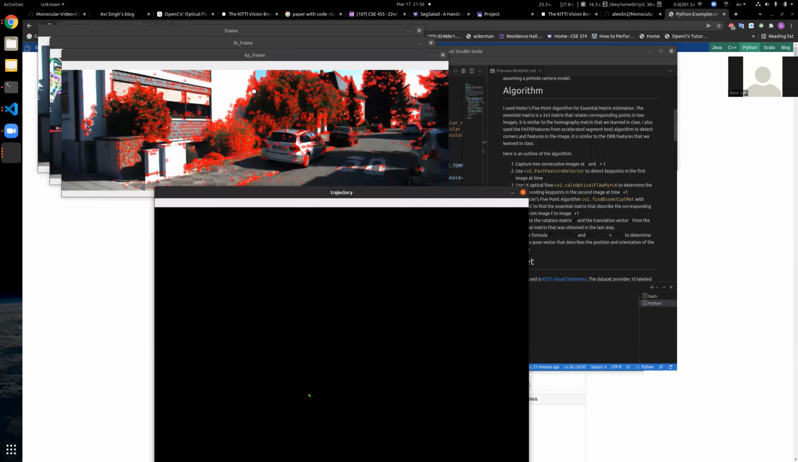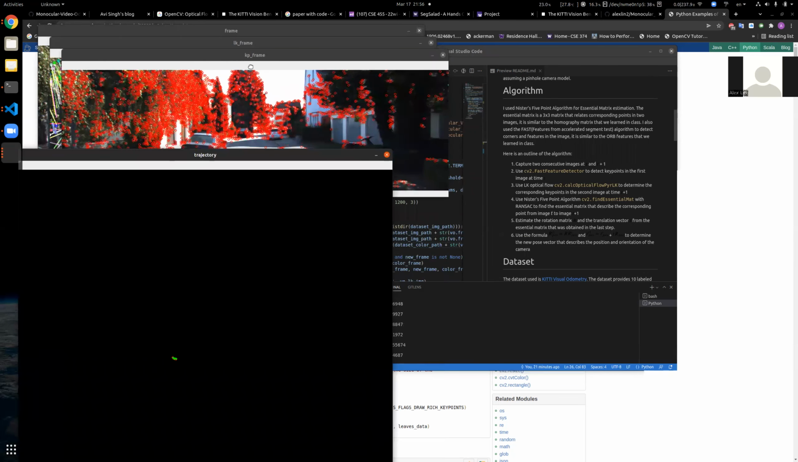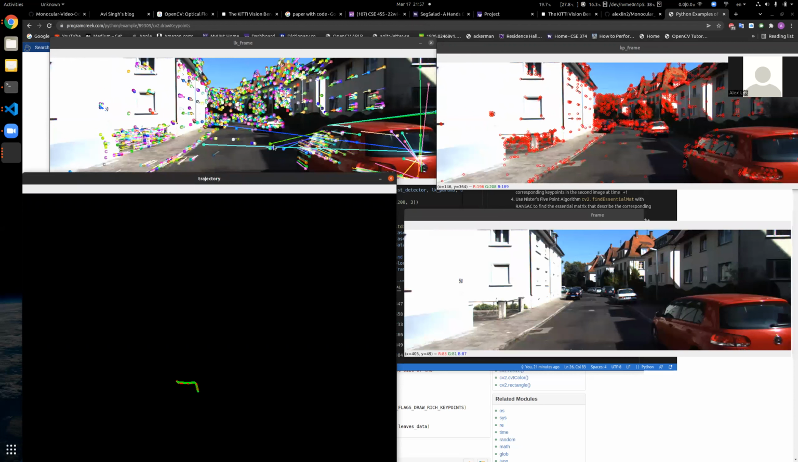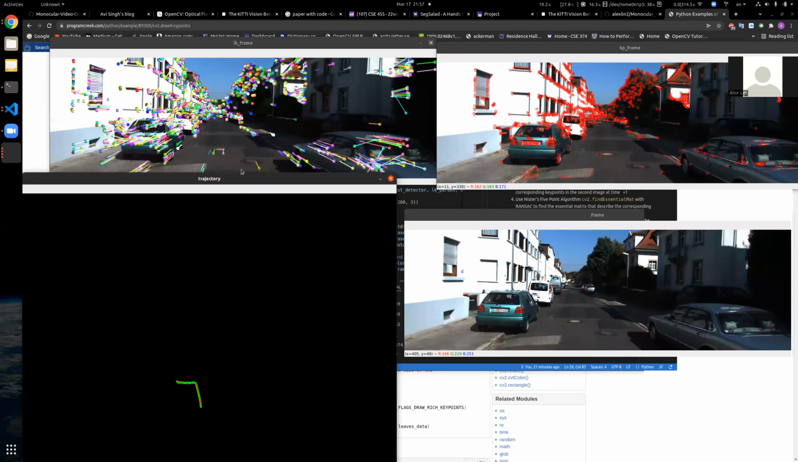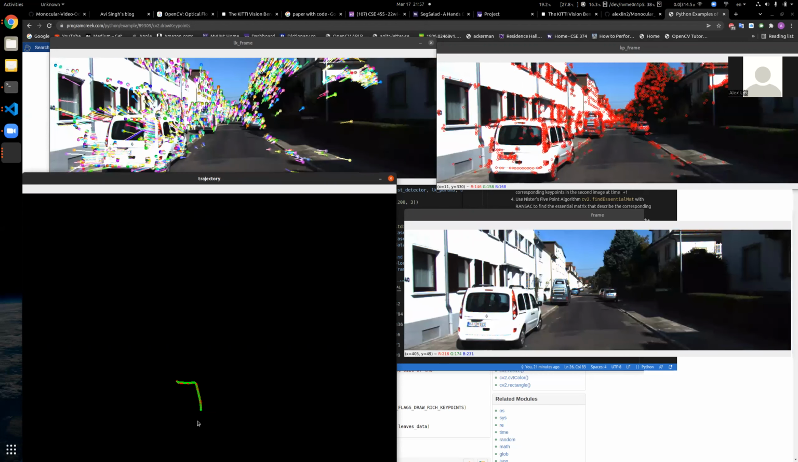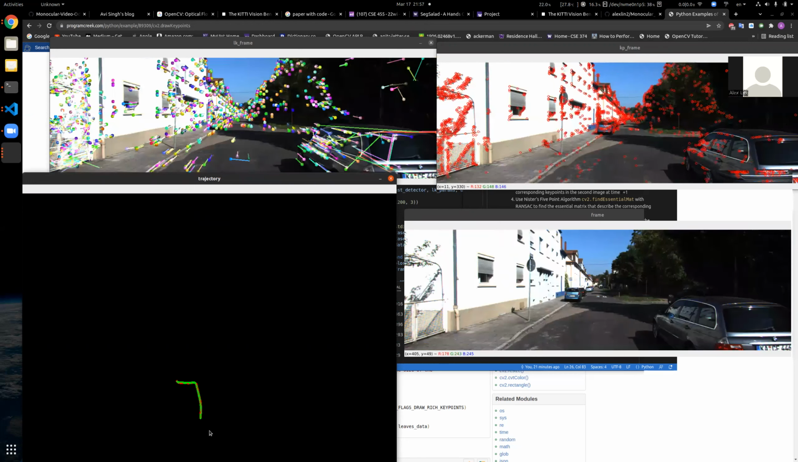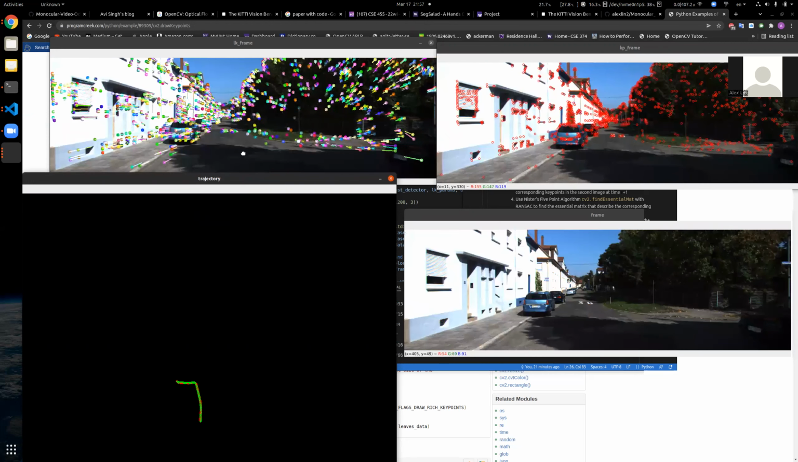This is the trajectory image that draws the trajectories. This is the LK optical flow. Those are the flow vectors, and those are the key points that the algorithm is detecting. And then from those key points and the predicted key points in the next frame, we use them to find the essential matrix. And this is the trajectory that's been drawn. The green trajectory is the trajectory predicted by the algorithm, and the red trajectory is the reference trajectory.